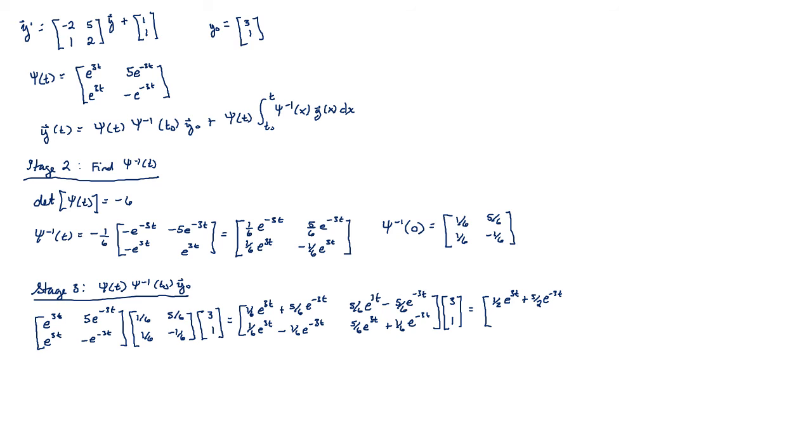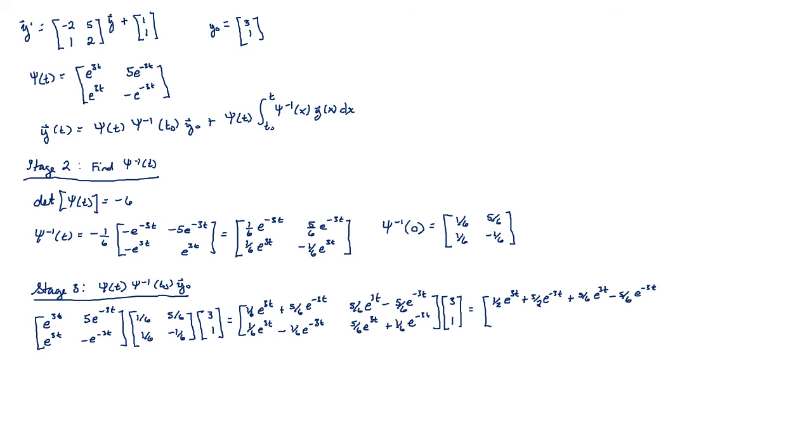And then we're going to take 1 and multiply it by the second entry over here so it stays the same. So plus 5/6 e to the 3t minus 5/6 e to the negative 3t. Now we're going to do row 2, column 1 again.